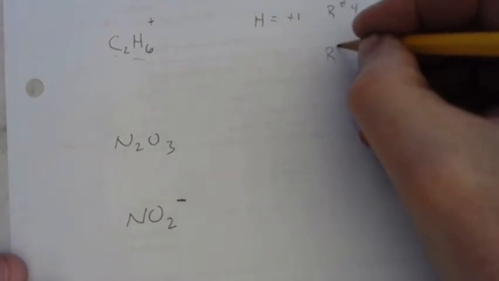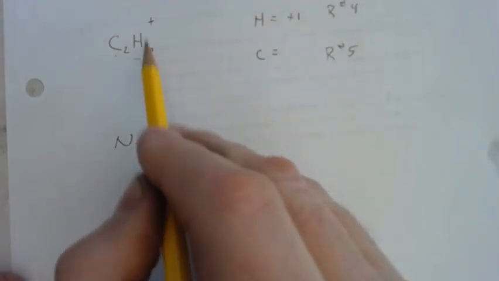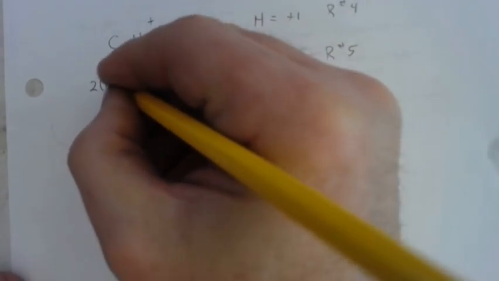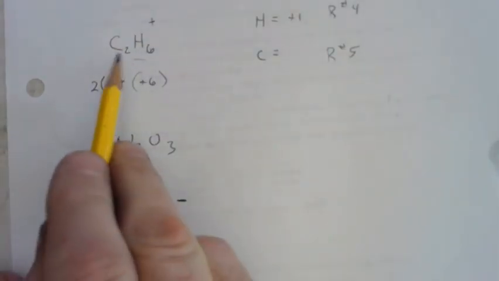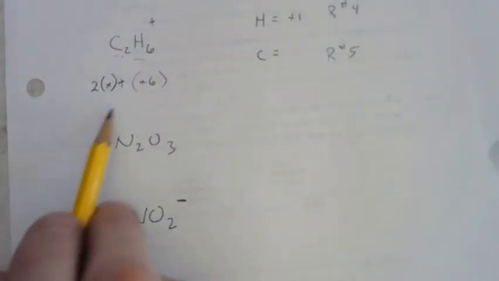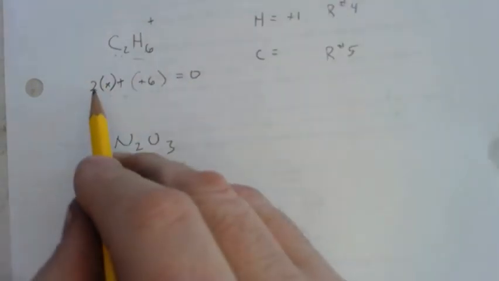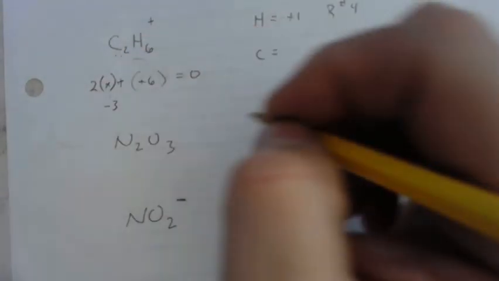We then can skip down to rule number 5 and figure out what the carbon is. 6, remember that's going to be plus 6 plus 2 of these guys, all right, 2 of the carbons are going to have to equal 0. So what times 2 plus 6 equals 0? And the answer is negative 3. So each one of those is negative 3.